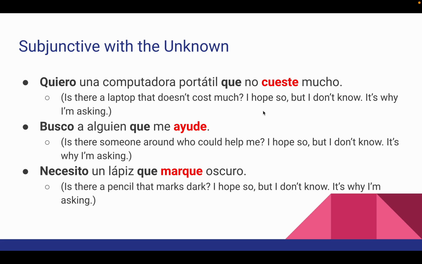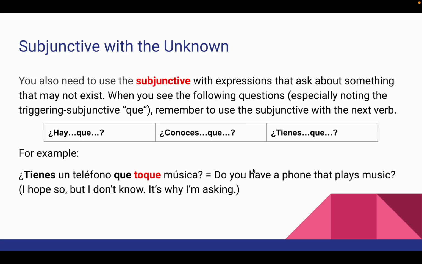Busco a alguien que me ayude. I'm looking for someone who might help me. Is there someone around who could help me? I hope so, but I don't know. That's why I'm asking. And so we've got the first verb in the indicative, subjunctive triggering que. Second verb is subjunctive. Necesito un lápiz que marque oscuro. I need a pencil that marks dark. Is there a pencil that marks dark? I hope so, but I don't know. That's why I'm asking. So the first verb is indicative, subjunctive triggering que. The second verb is subjunctive.